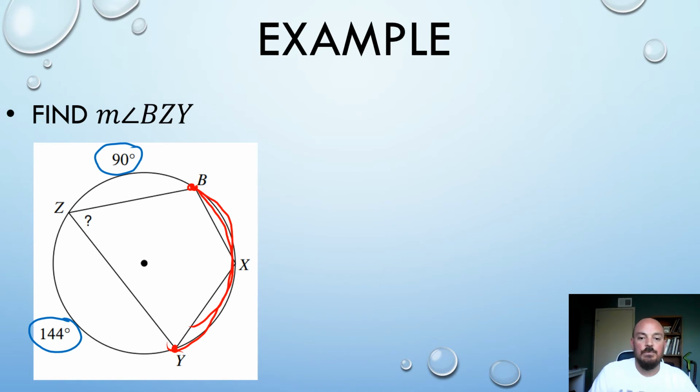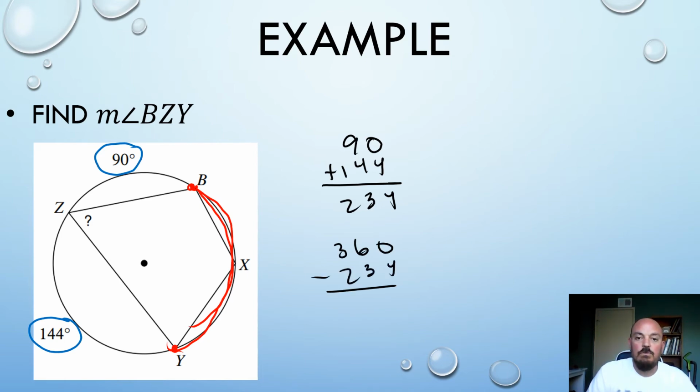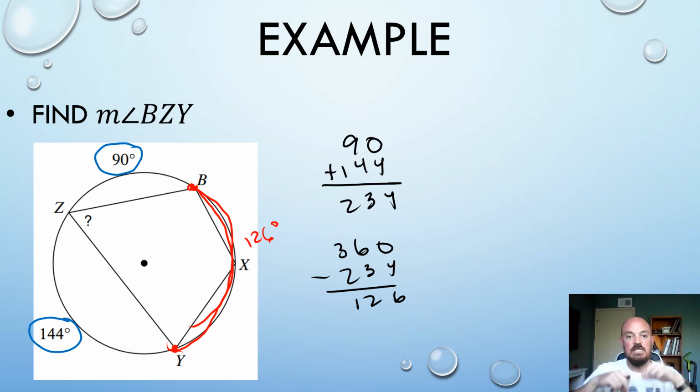So let's do that. Let's do 90 plus 144. That would be 234. And then let's subtract that from 360. 360 minus 234 would be 126. So I just figured out the red arc is 126 degrees because those three need to add up to 360. 90 plus 144 plus 126 has to equal 360.